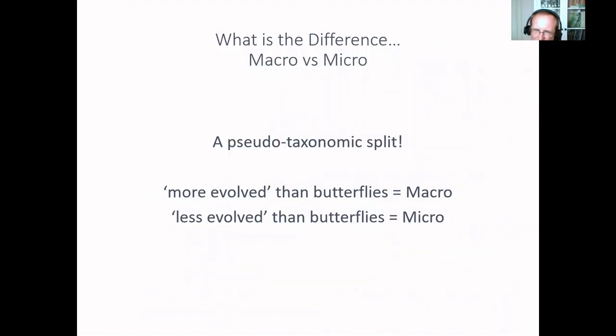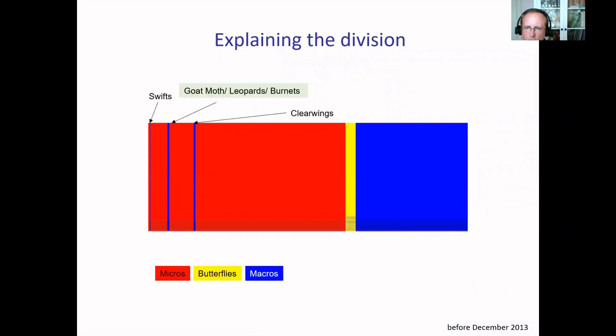What it actually is, is almost a taxonomic split. So when I started mothing, if you put the taxonomic order into a long line like that, with the butterflies pretty much in the middle, the macro moths would be the ones to the right, and the micros are the ones that are less evolved, if you like, with the sort of anomalous honorary macros, the swifts, the clearwings, and the other families there. So that was kind of how it used to be.